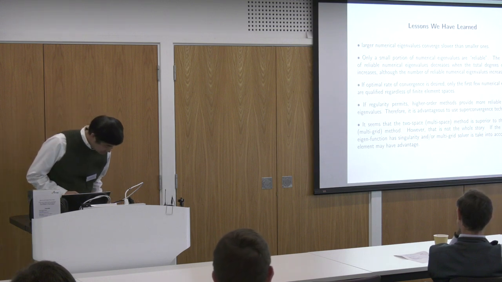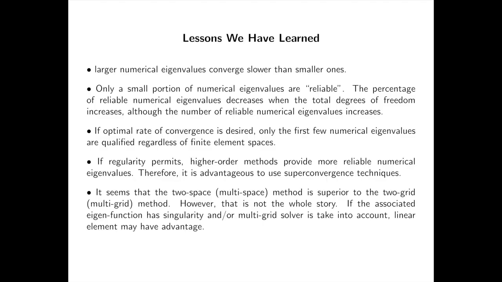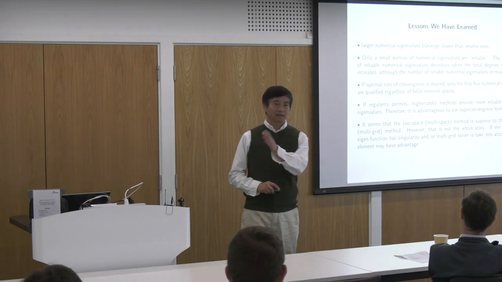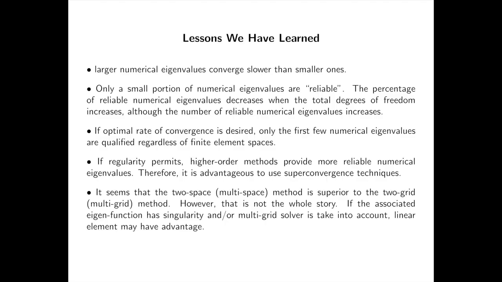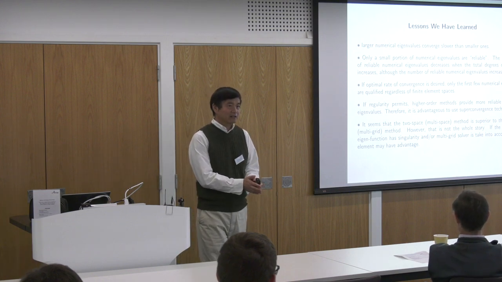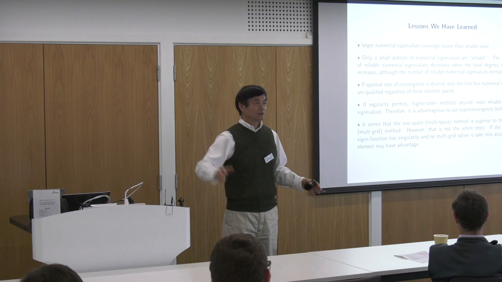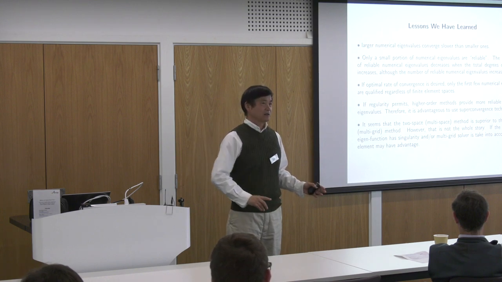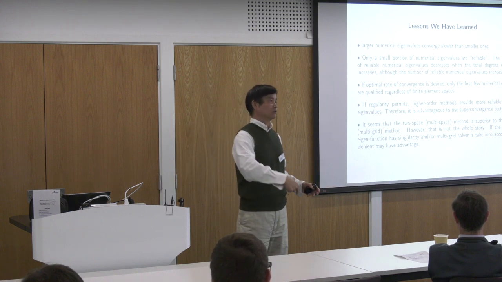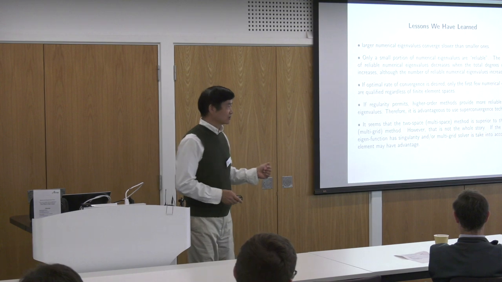And so let's see what we have learned. Some take-home messages, right? Large numerical eigenvalues converge slower than smaller ones. That's clear, because the convergence error bound depends on the eigenvalue itself. Only a small portion of numerical eigenvalues are reliable. The percentage of reliable numerical eigenvalues decreases when the total degrees of freedom increase, although the number of reliable numerical eigenvalues increases. So the percentage decreases. Like I mentioned, if you have linear convergence and you want 100, you need 10,000. If you target 1,000, you need 1 million. So 100 to 10,000 is 1%. But 1,000 to 1 million, that's 0.1%. The percentage decreases, right? But the absolute value still increases, from 100 to 1,000. So this is not a fixed percentage like many engineers have believed for years.